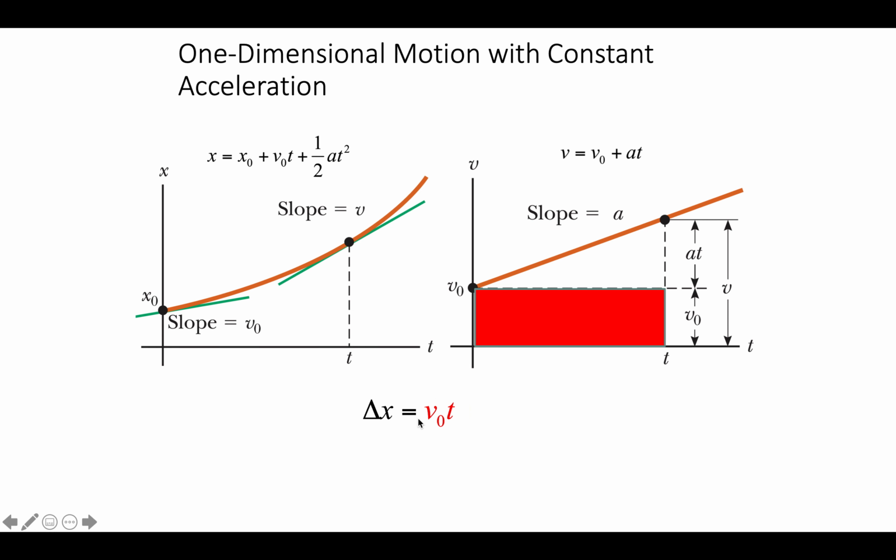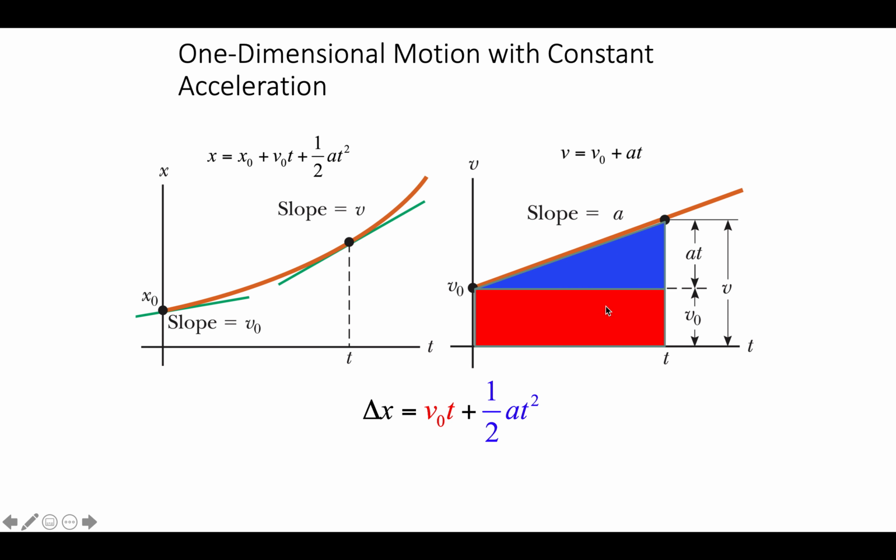And you can actually see that here because this area right here is just v times t. That's the area of this rectangle, v times t. So that's part of the area underneath the graph. So delta x for just this part of the area under the graph is v0t. And then I add the area here, which is at times t. Wait a minute, what is that, 1/2? Yeah, it's 1/2 at squared. at times t is at squared, but it's only a triangle, so it's 1/2 at squared.